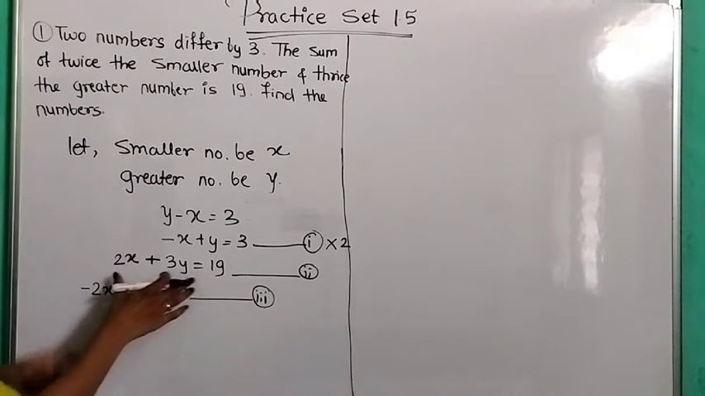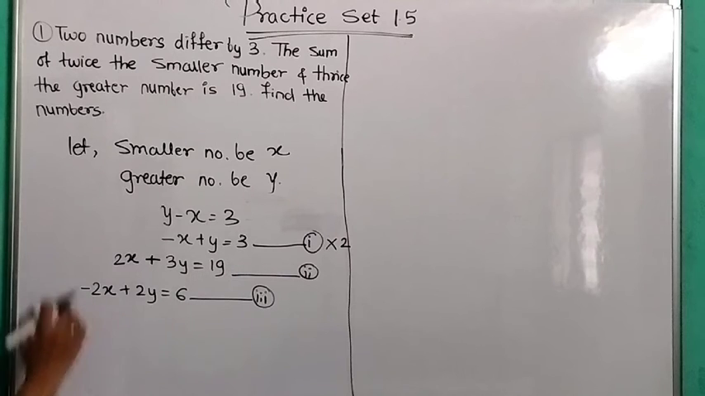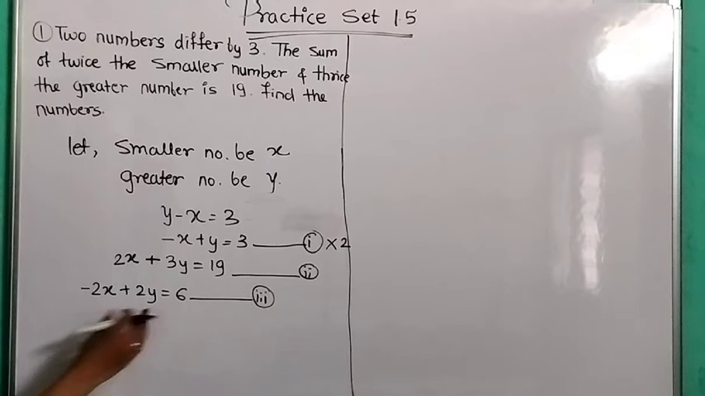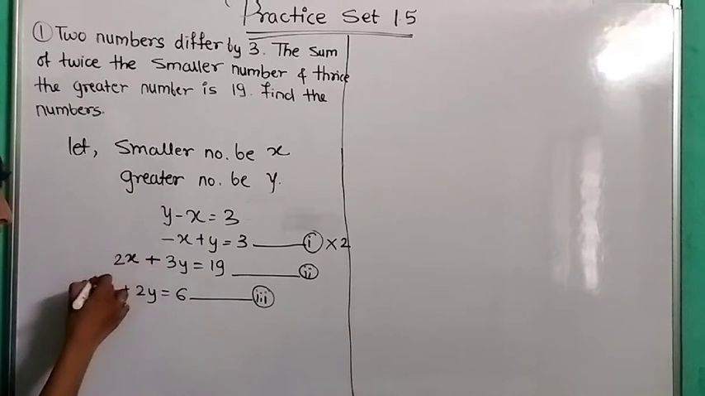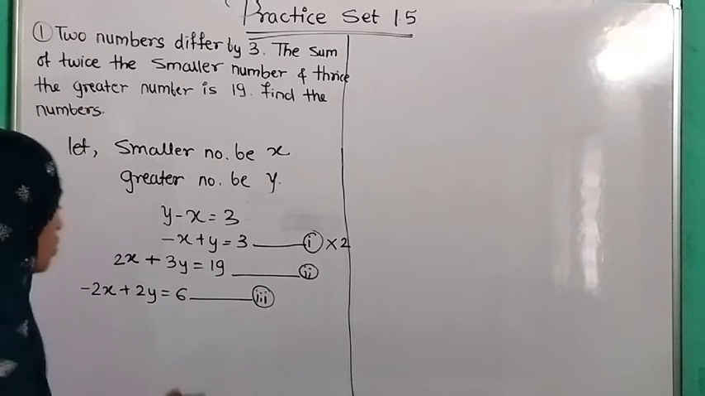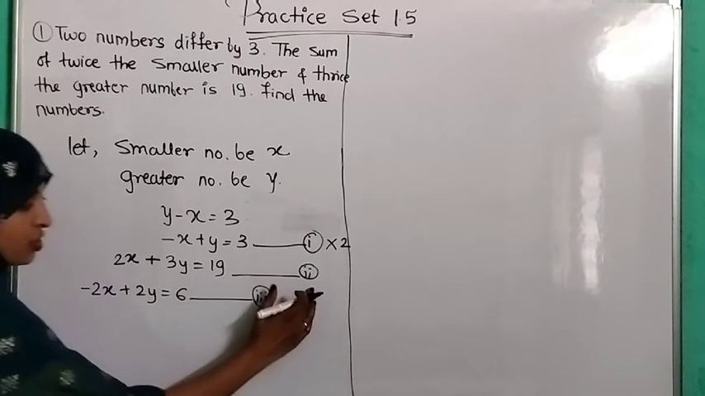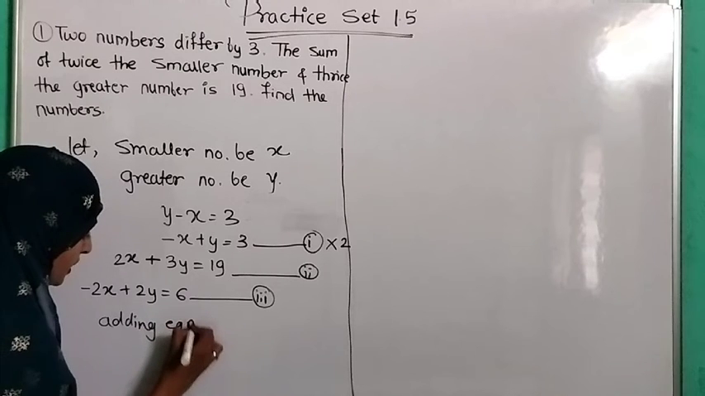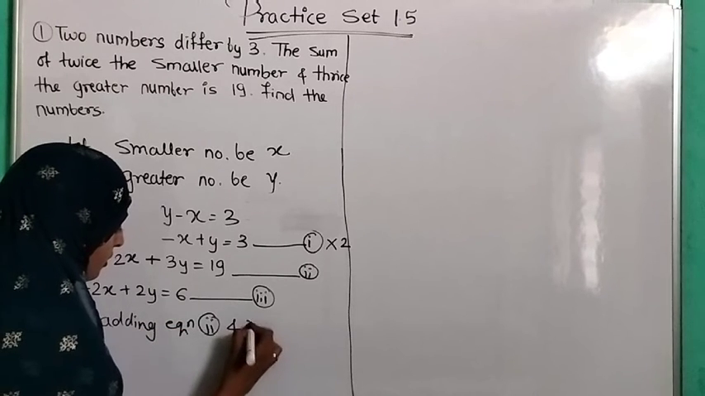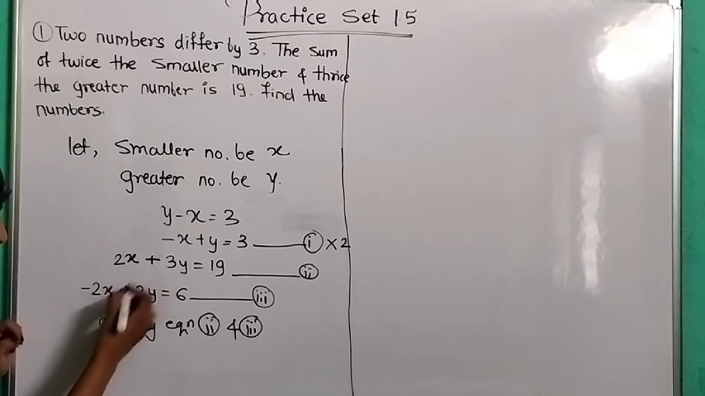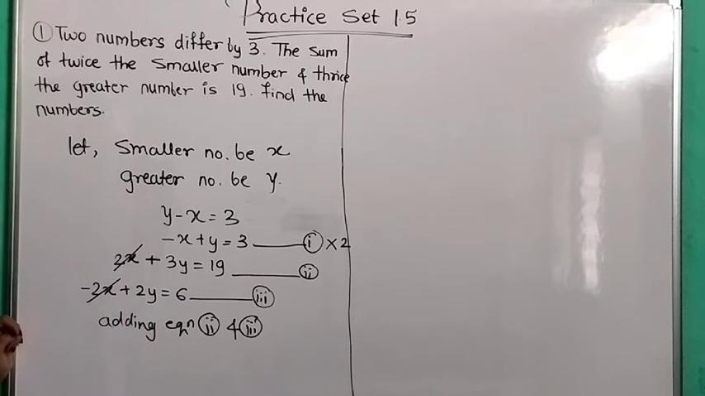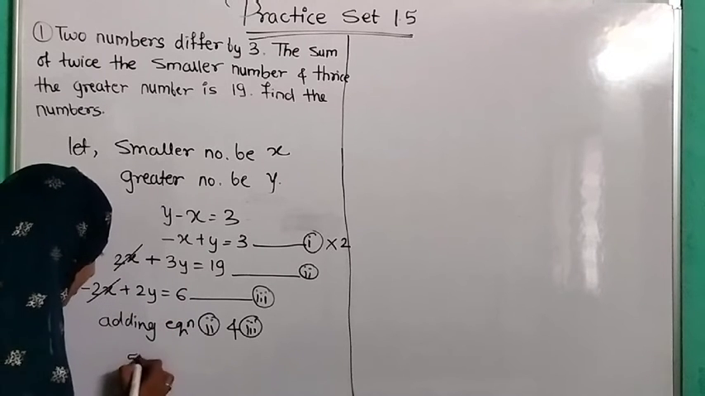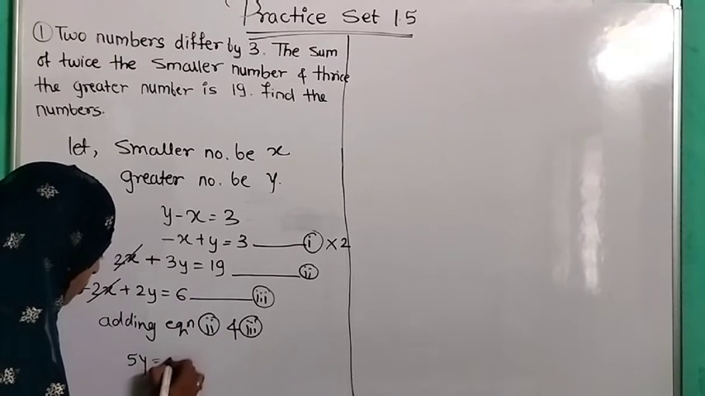Now, if we compare equation number 2 and equation number 3, if we add both, we get just one variable term. Means the x variable is going to be eliminated. So we are going to add equation 2 and 3. Now, plus 2x minus 2x get eliminated. 3y plus 2y is equal to 5y. 19 plus 6 is equal to 25.